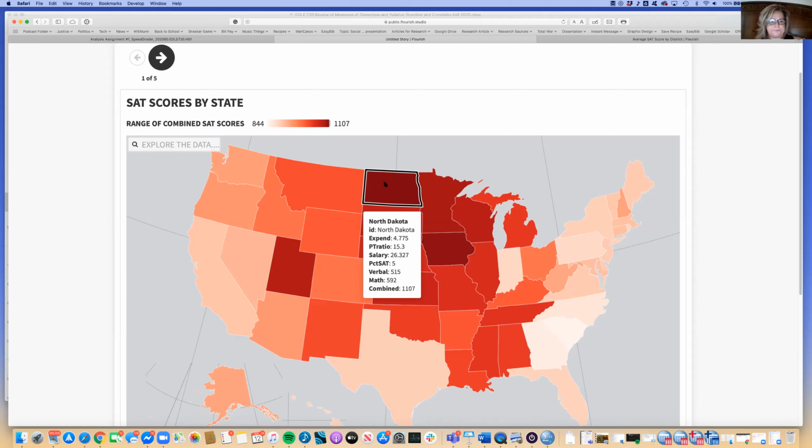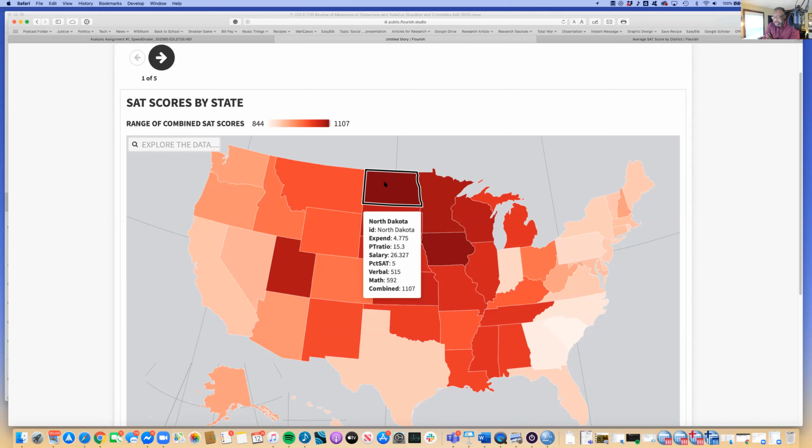SAT scores. So what kind of variable is salary? If you have zero salary, you've got zero salary. True zero. Continuous. Continuous, and what level of measurement? Is it scale, ratio or interval? Ratio. That's right. This is a true zero.